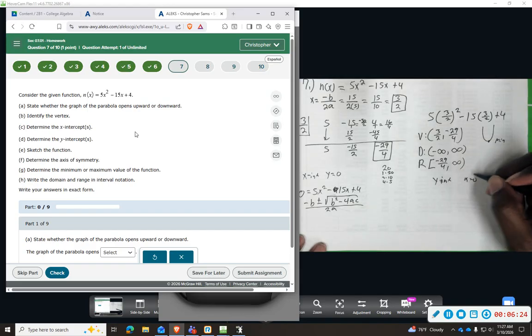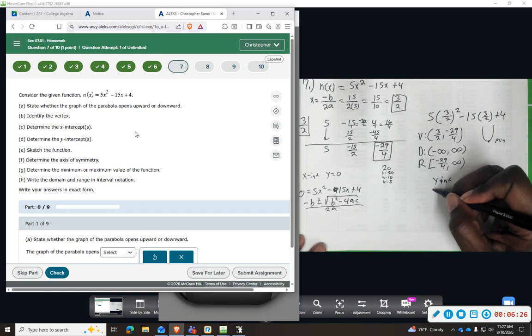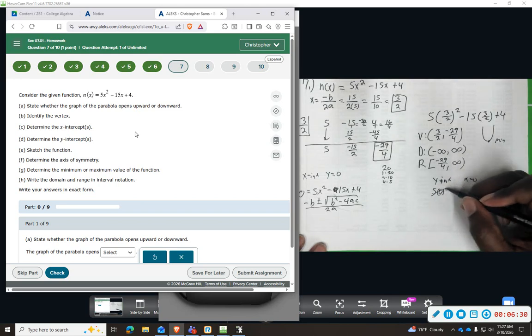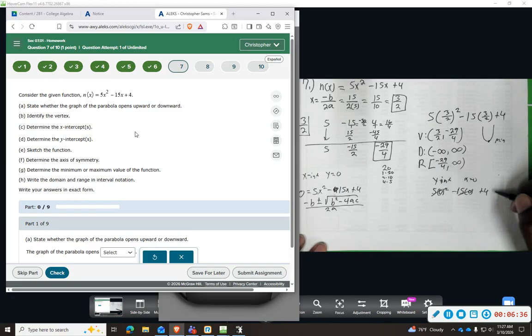Which means x is 0. So whenever you have this function and you plug in 0 for x, this term zeroes out. Minus 15 times 0 zeroes out, plus 4. So you just get 4. y equals 4. So you have an ordered pair (0, 4). The y-intercept is fine. For the x-intercept, we've got to do the quadratic formula.